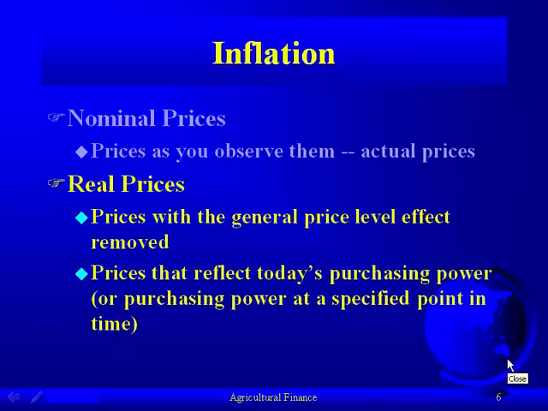On the other hand, the real price is the price with the general price level effect removed. It's prices that reflect today's purchasing power at a specified point in time. We'll try and keep that in this class pretty much at the present because we use the net present value. Everything is relative to today. Again, in our apple example, the nominal price for that apple in 10 years we said was $2 because it was countable. But in today's reference, it cost $1 for that apple, so in 10 years from now, the real price of that apple is still $1 because it's relative to today.